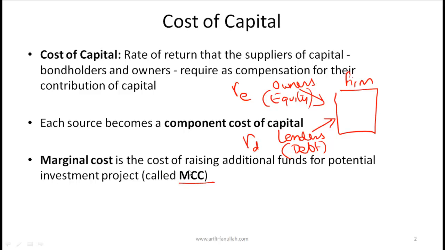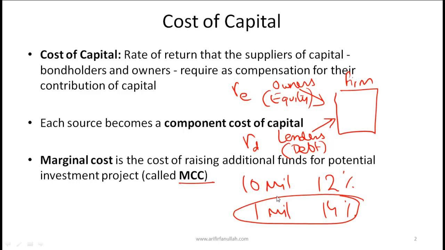Marginal cost means what's the cost of raising additional funds. So if a firm has already raised 10 million, and for this 10 million, let's say that the average cost or the cost of capital was 12%. Now the firm is going out to raise another 1 million, and to raise this additional 1 million, if the cost of capital is 14%, then we say that the marginal cost of capital is 14%.